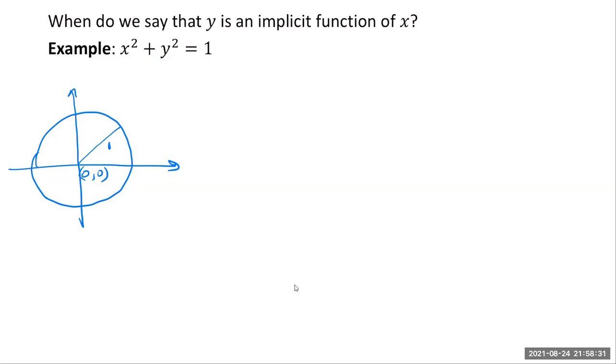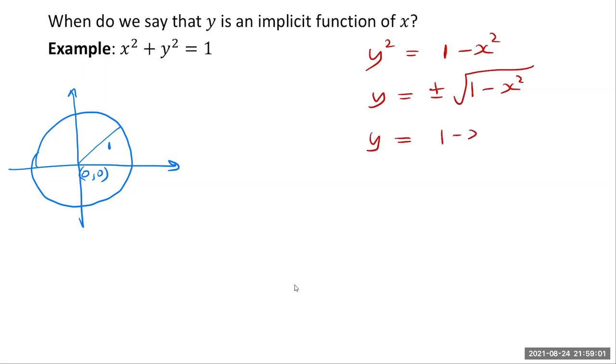And of course, even though we cannot solve for y and obtain a single well-defined function, you can obtain two functions here. If I try to isolate my y, you get y squared is equal to 1 minus x squared. I'm just moving this x squared to the other side. Then to find my y, I take the square root of both sides. Then you get plus or minus the square root of 1 minus x squared. So that means you get two functions. The first function is the square root of 1 minus x squared. The second function is minus the square root of 1 minus x squared.